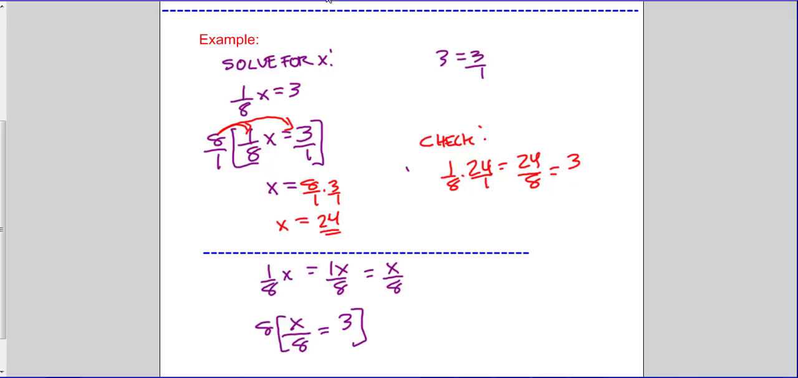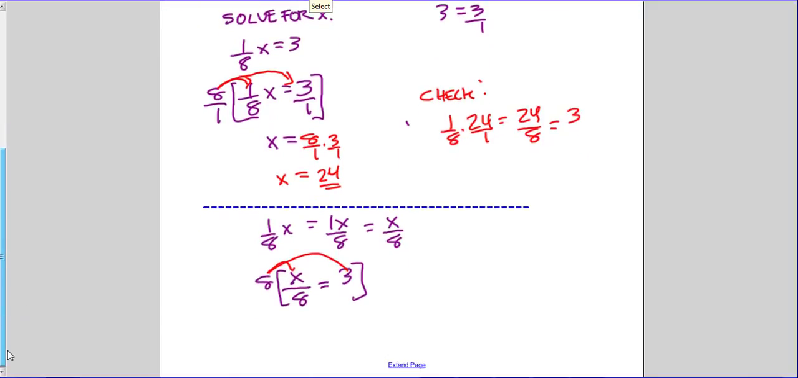So now I distribute the 8. I multiply 8 times x over 8 and 8 times 3, but 8 divided by 8 is 1, so I'm left with x equals 24. So that's another way to think about that particular problem.